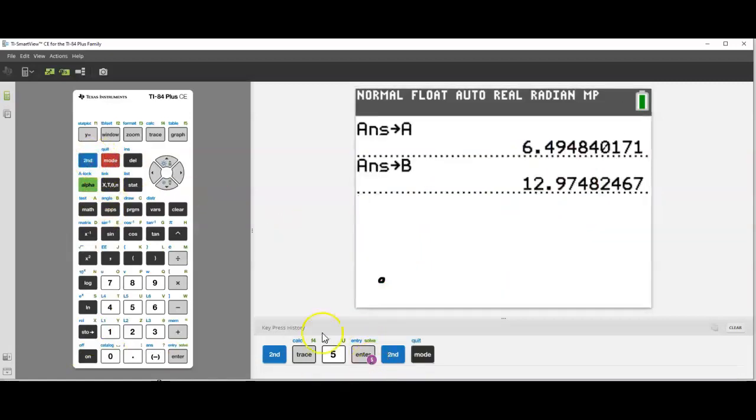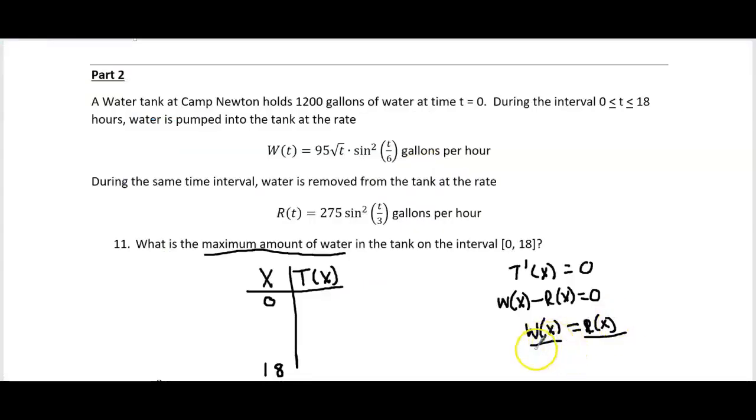So there we have it. So I've already got my two places where they cross, which I'm calling A and B. So since A and B are the places where W of x and R of x intersect, that's the place where W of x and R of x are equal. And since W of x and R of x are equal, that would mean that at those points, this equals 0, and therefore the derivative equals 0, and those would be my critical values.